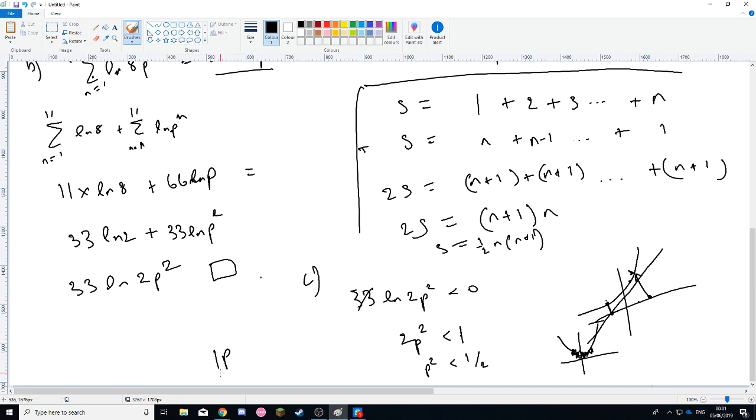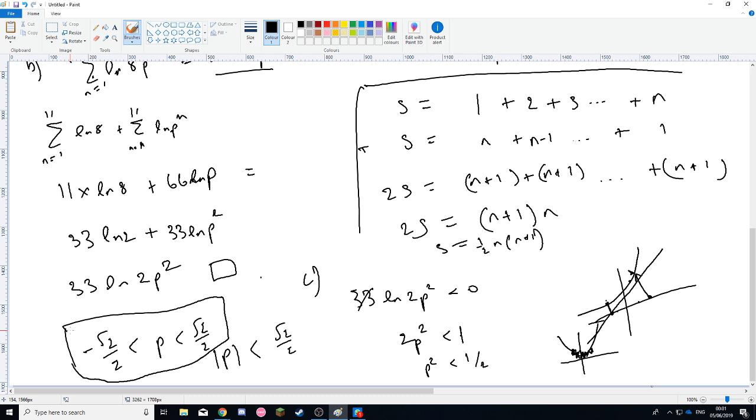So we're basically saying mod of p is less than root 2 over 2, or you can say that p is less than root 2 over 2 and bigger than minus root 2 over 2. I rationalized 1 over root 2 to root 2 over 2. And that's your final answer. Cool.